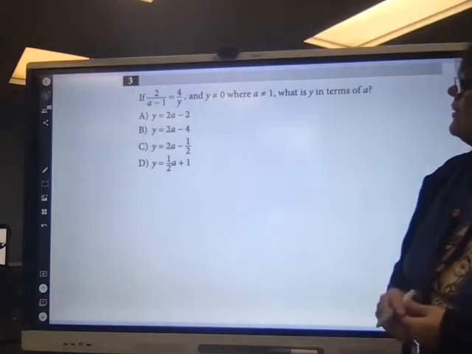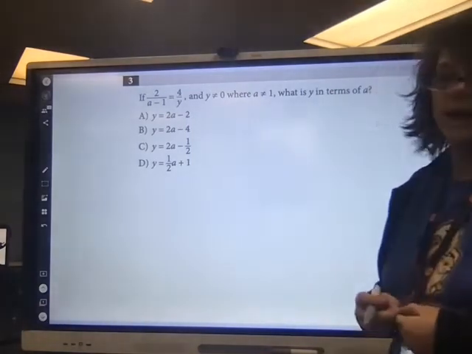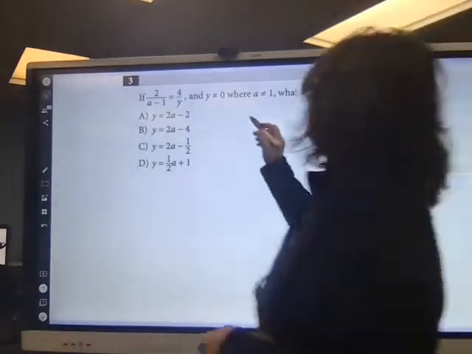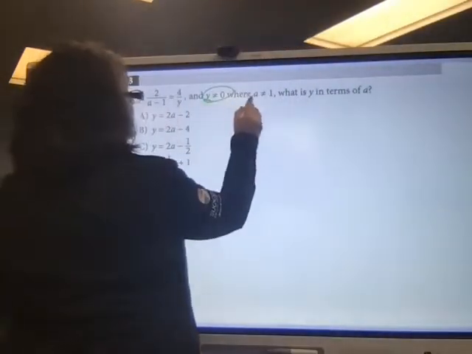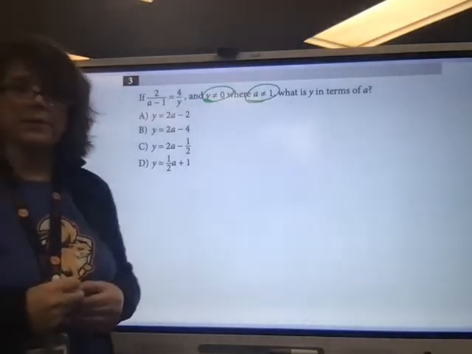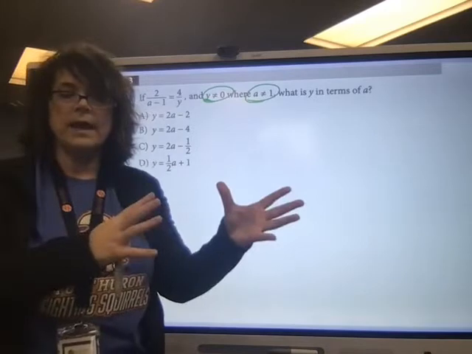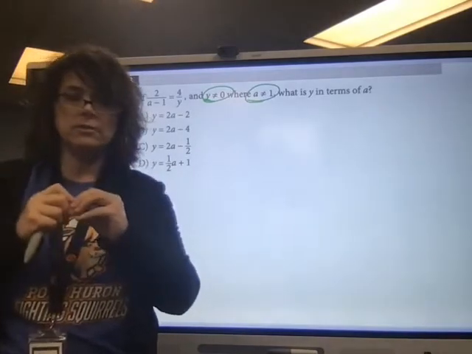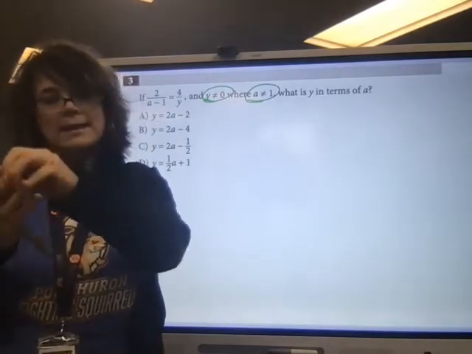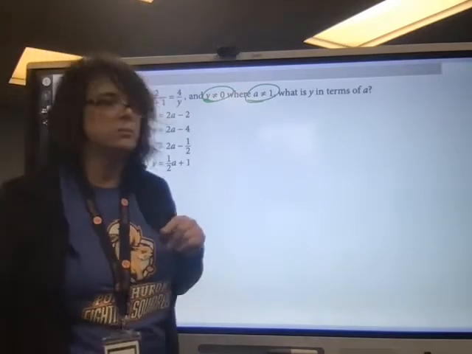If 2 divided by the quantity a minus 1 equals 4 over y, and y does not equal 0, and a does not equal 0, what is y in terms of a? So first off, we're going to solve this for y to get y by itself, and we're not going to substitute numerals in for a. We're going to keep a in the answer. Looking at these parameters, it's important to understand why.